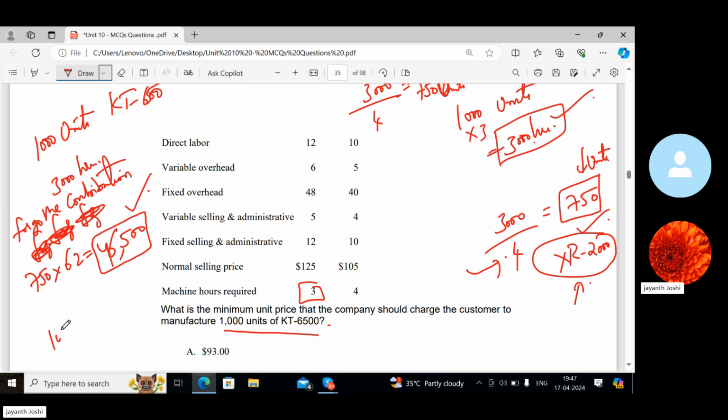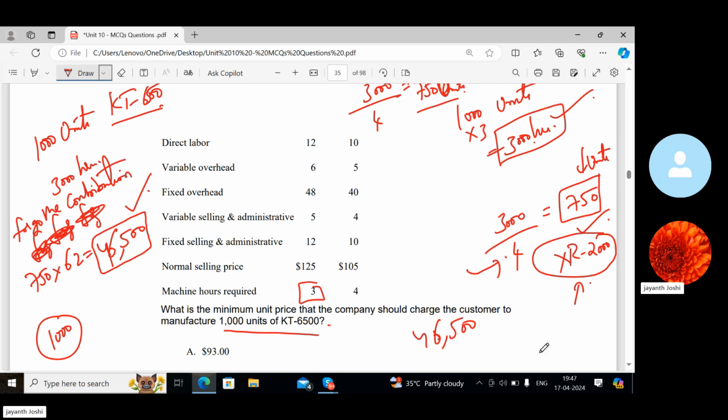See, if I am making 1000 units of KT 6500, I have to put resources for this, right? If those resources were put for XR 2000, I would have made 750 units. But now I'm not making those 750 units. I'm losing the income, the contribution over there. It's an opportunity cost, right? So 46,500. Understood, right?